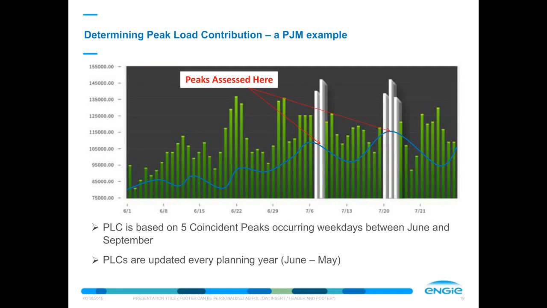So this is an example of how in PJM your PLC is set. So again, just as a reminder, your PLC is a 5 coincident peak. It occurs between June and September. It's the 5 highest hours, and those hours are then averaged together, and that will set the customer's PLC for the next capability period.